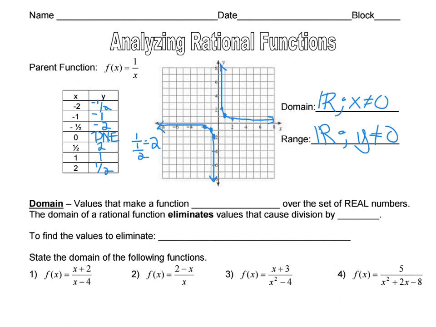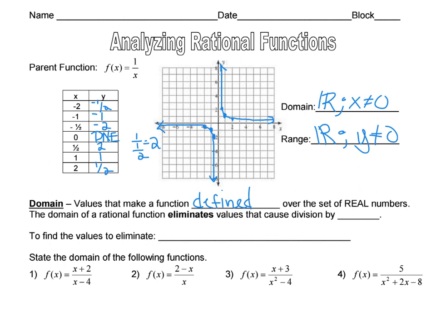This is a unique thing that we've seen before, that we can just skip over one number in our domain and range. So to define our domain for rational functions, we have the values that make a function defined over the set of real numbers. So we can't plug in 0 because that's not a defined function. You can't divide by 0. So it's not a part of our domain.